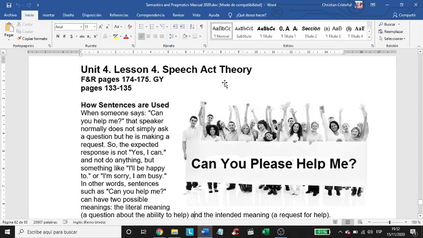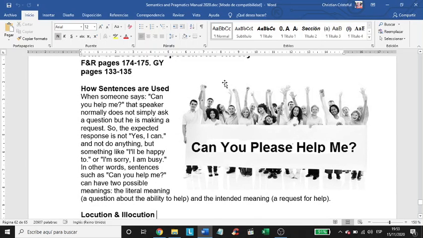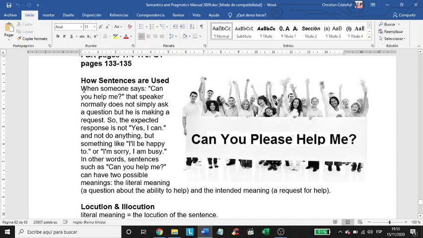Now we're going into Lesson 4, speech act theory. How sentences are used. Let's read together. When someone says, "Can you help me?" that speaker normally does not simply ask a question, but is making a request. So the expected response is not "Yes, I can," but something like "I'll be happy to," or "I'm sorry, I'm busy."